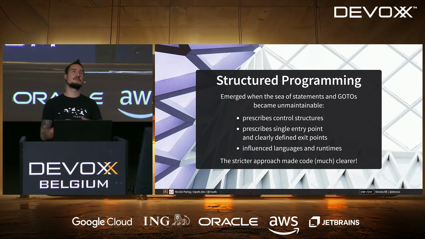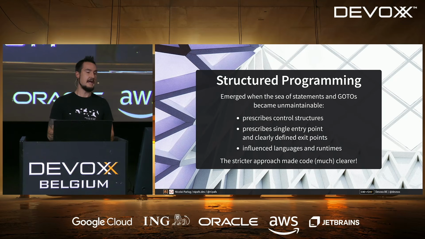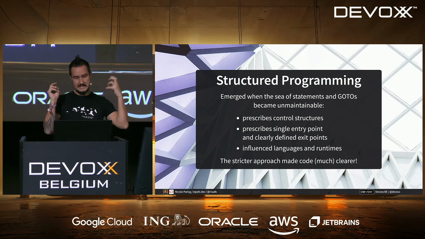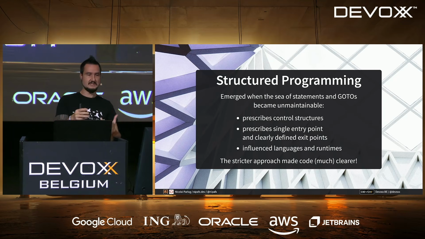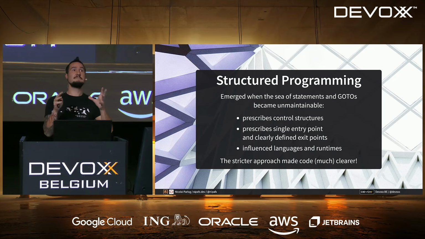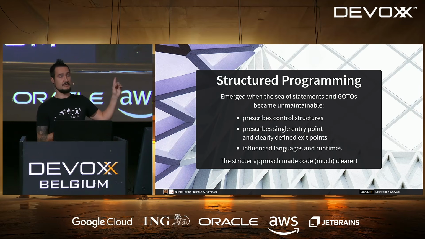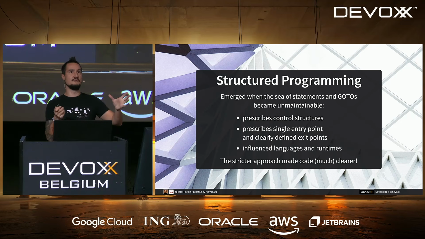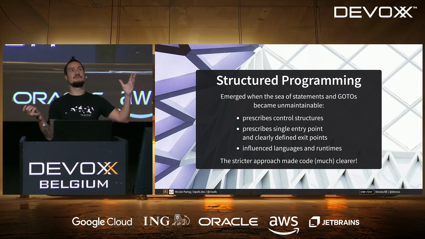You probably heard about "Go-to statements considered harmful," this article by Dijkstra, that was 68. And the idea is that maybe doing just everything with go-tos isn't so great. Let's have specific control structures. Let's have entry points and exit points. Let's make this programming more structured. Structured programming, a term that he coined. And this stricter approach made our code so much clearer and better that, at least for me, and I think for most of you, maybe even all of you, it's inconceivable to program any other way.